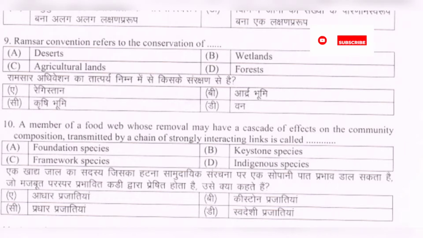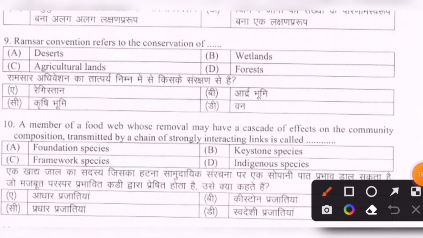Ramsar Convention refers to the conservation of. Options are deserts, wetlands, agricultural lands, forests. Correct option is Ramsar Convention is related to conservation of wetlands. B is the correct option.